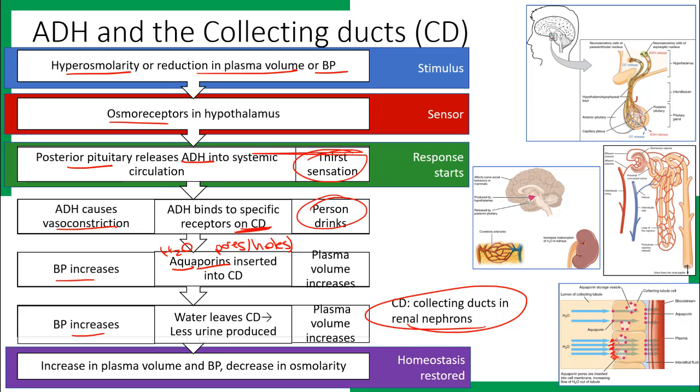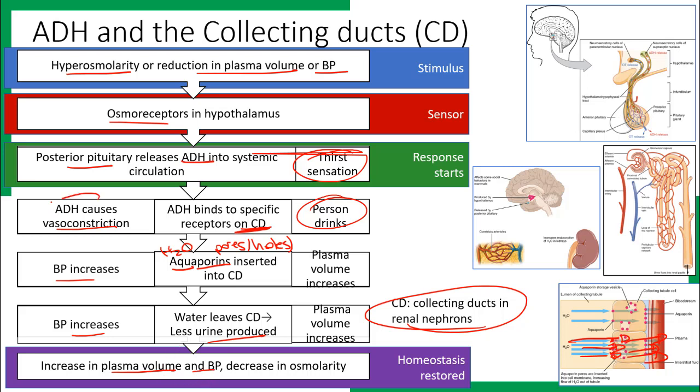kidney. And they allow water to pour in through the epithelial cells of the collecting tubules, collecting ducts, to go back and return into the blood. And so by this mechanism, you've got water leaving the collecting duct, returning into the blood, less urine is produced, more plasma volume is produced, and that increase in plasma volume then also increases blood pressure.